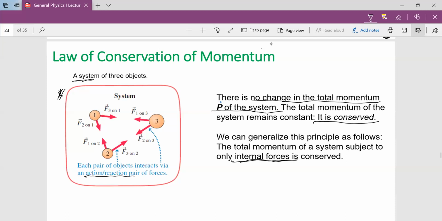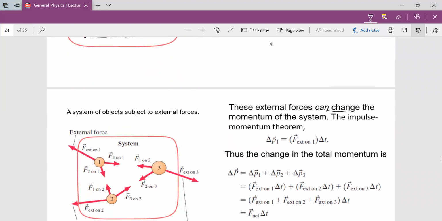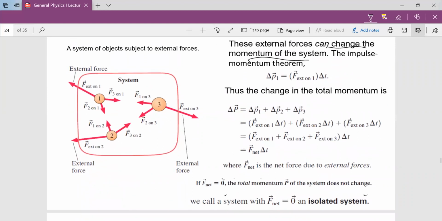What now happens when there's an external force? Let's say someone brings in something now to hit one of these balls. That has the potential to change the total momentum of that system. So that will now give us another kind of system where we have external forces acting on this object. And we already know that these external forces can actually change the momentum of that system. So when then do we say such a system is conserved or not?